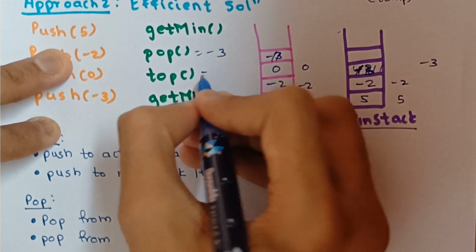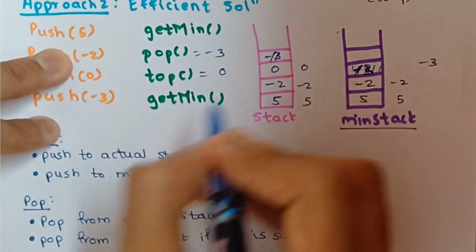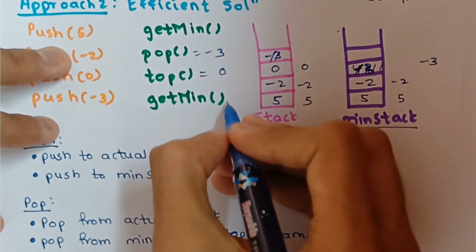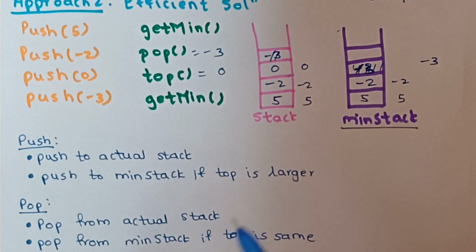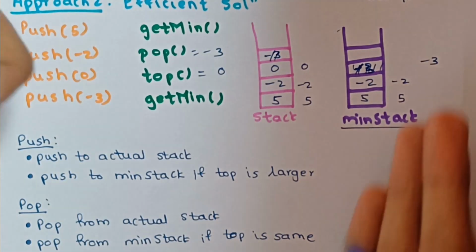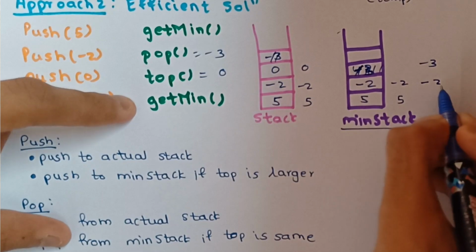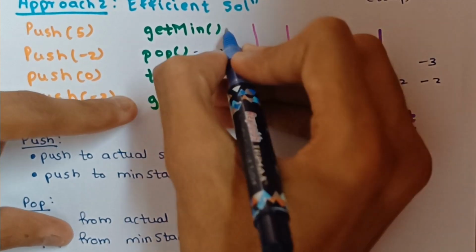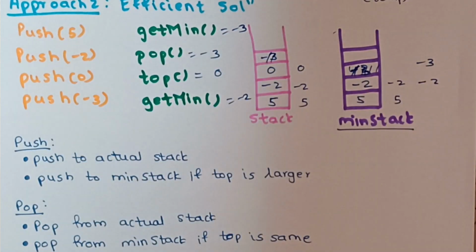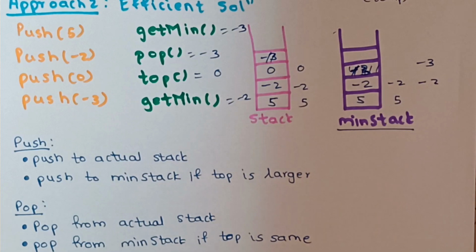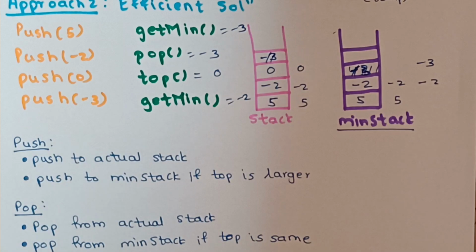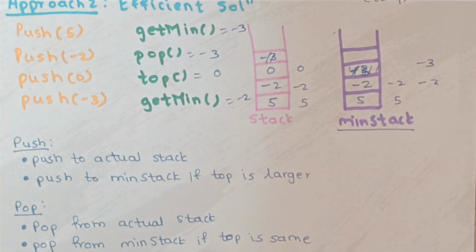We have to find the top element. Here the top element is 0, so simply it will return 0. Again we have to find the get minimum. To get the minimum we will look at the top of the minimum stack. Here the top of the minimum stack is -2, so -2 will be returned. Okay, so simply we will perform these operations on the Leetcode code editor. You will understand more by seeing the code, so let's go to the Leetcode screen.